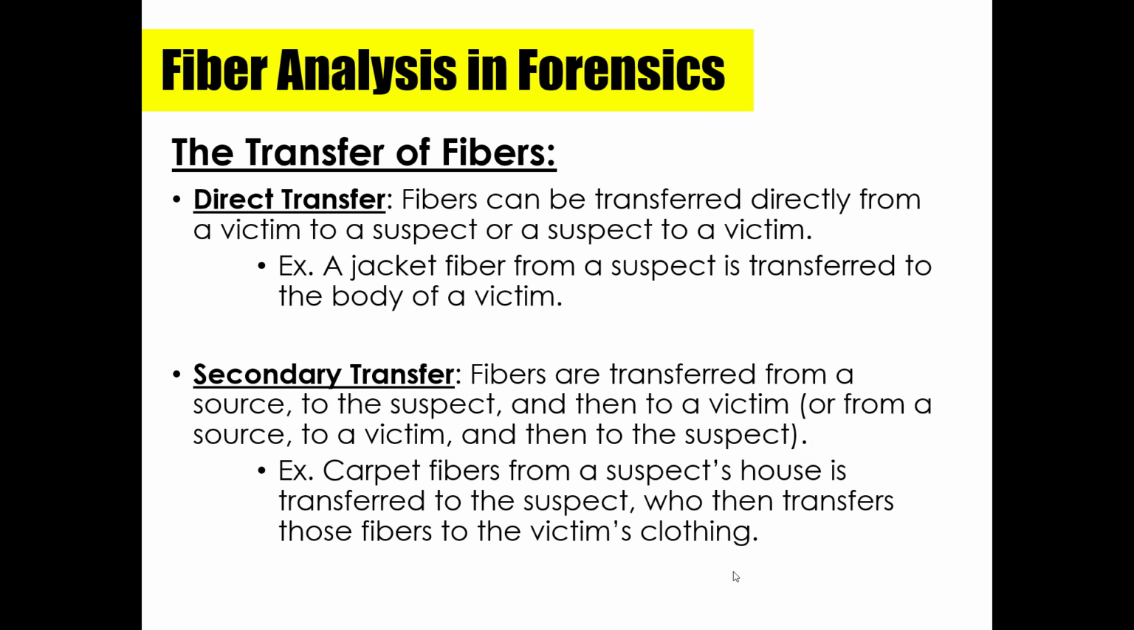Now we can take that one step further and add an additional transfer, and that would be called a secondary transfer. And in a secondary transfer, fibers are going to be transferred from a source to a suspect and then to a victim, or maybe from a source to a victim and then to a suspect. So an example would be carpet fibers from a suspect's house is transferred to the suspect, who then might transfer those fibers to a victim or to the victim's clothing.